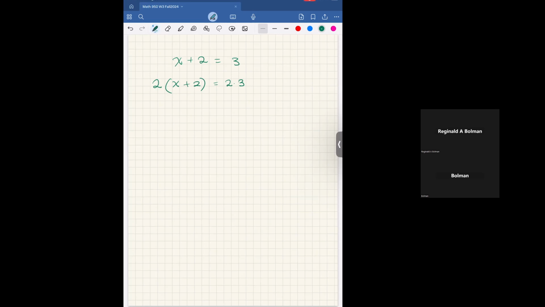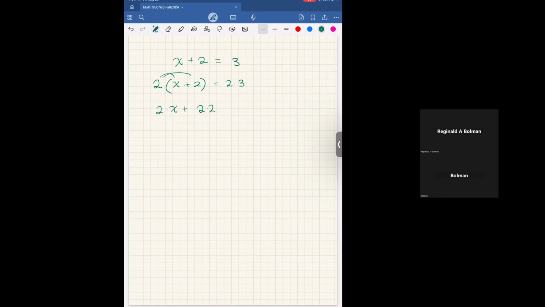And so now you have a distribution law case where you've got a number that's parked outside of a sequence of parentheses. So you'd have to distribute the number to each value in the parentheses. So you'd have 2 times x plus 2 times 2 is equal to 2 times 3. Now, if you do this, you're going to get a better answer. You're going to get 2 times an unknown number plus 4 is equal to 6.